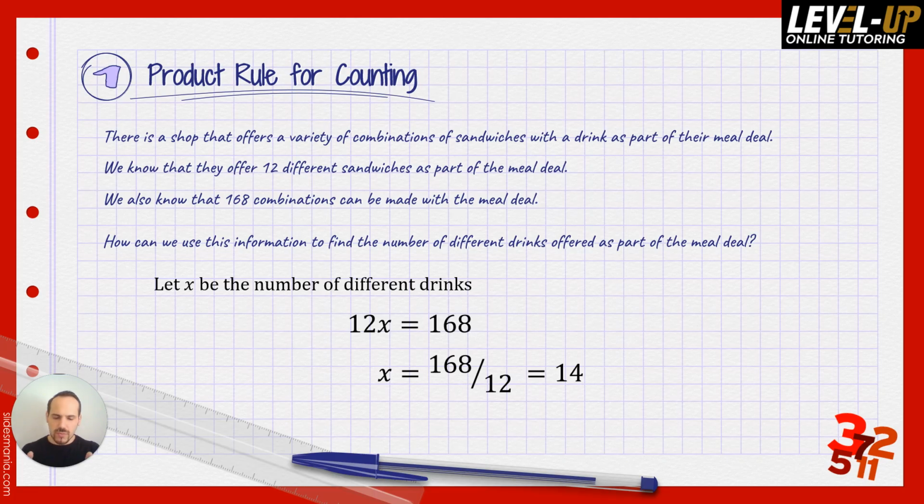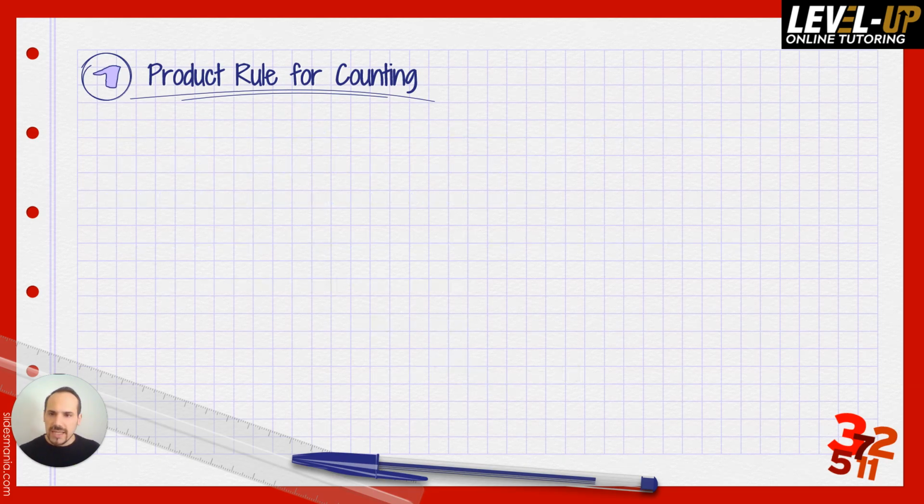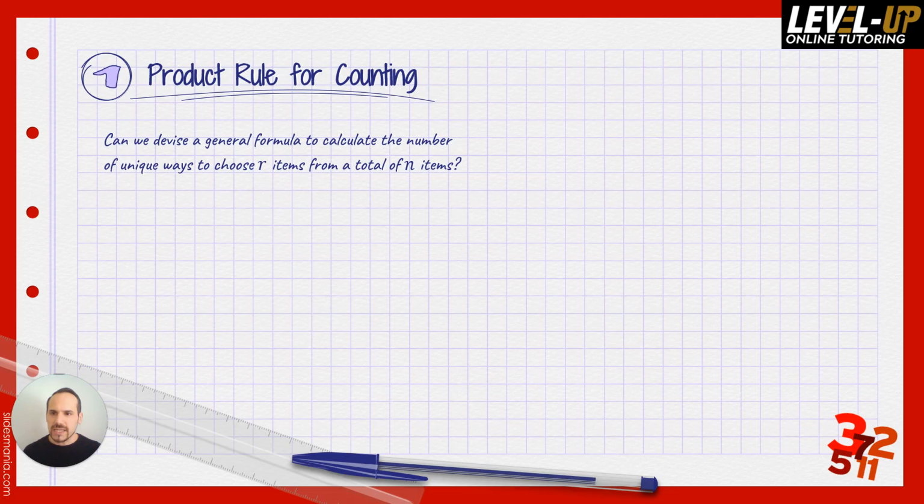So yeah, if you make sure you understand this product rule, we can easily form an equation like this when we've got the number of combinations and we're trying to get back to the actual number of items. Let's take another example like this.